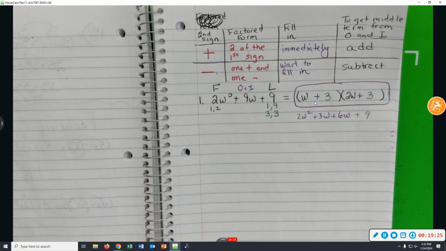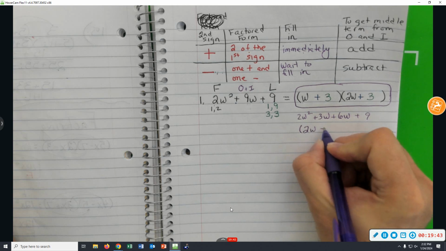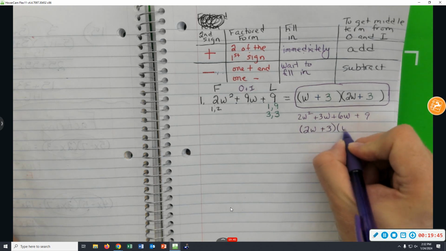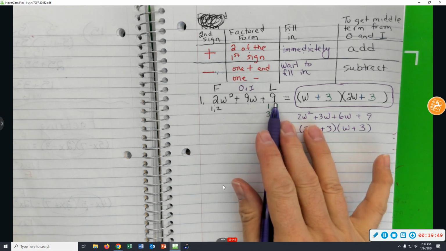So if we took this w plus 3 and 2w plus 9 and FOILed it out, we'd get 2w squared plus 9w plus 9. Suppose we had 2w plus 3 written first, and then w plus 3. Suppose the parentheses were reversed. If you FOILed that out, would you still get 2w squared plus 9w plus 9?